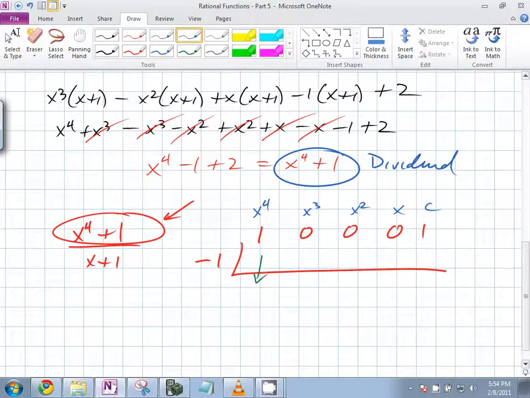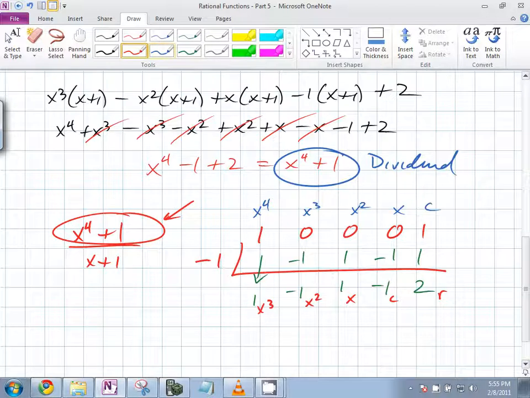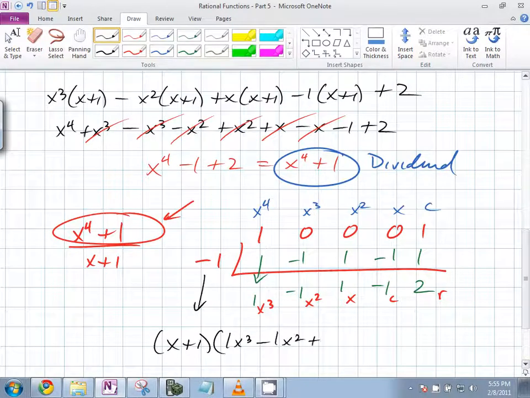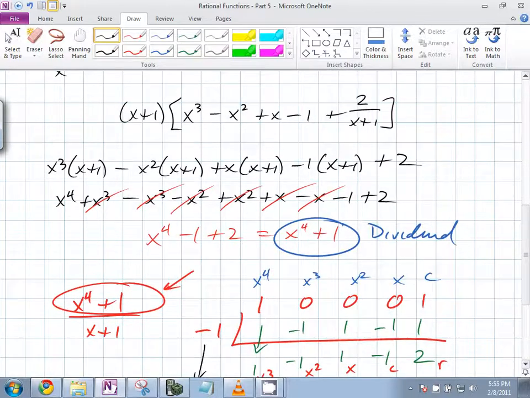Well, does it divide evenly? We know it doesn't, so it shouldn't come out to 0. We get 1, negative 1, 1, negative 1, and 2. Remember, this is the remainder, constant, x, x squared, x cubed. So what does that mean? It means that if we factor this out, what's left is 1x cubed minus 1x squared plus x minus 1 plus 2 over x plus 1. Does that look familiar? It should, because that's exactly what we had right here.